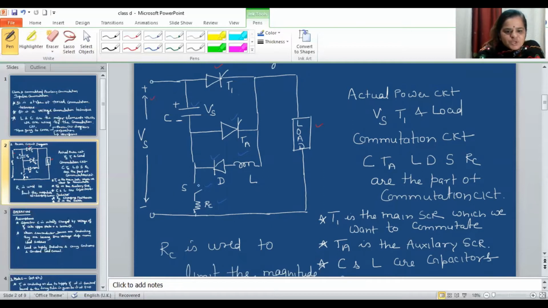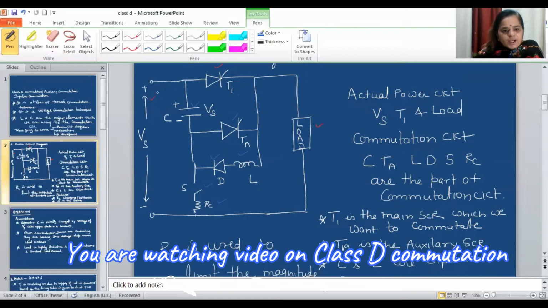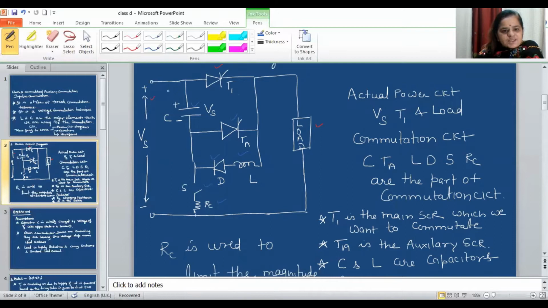When this switch is closed, due to the supply voltage, the current flows through C, RC, the closed switch and Vs. Because of that charging current, the capacitor is initially charged to a voltage of Vs with upper plate positive and lower plate negative. So what is the use of this switch S and RC? It is to initially develop the voltage across this capacitor, and that is the condition to start the commutation process.